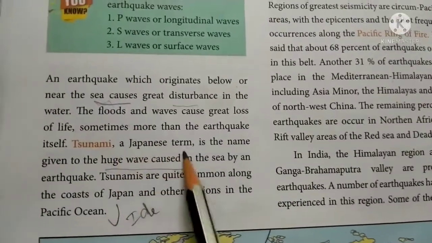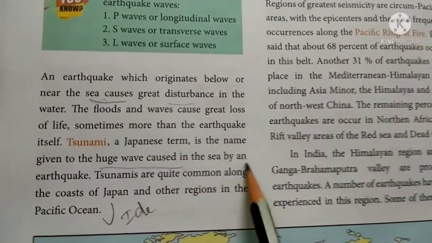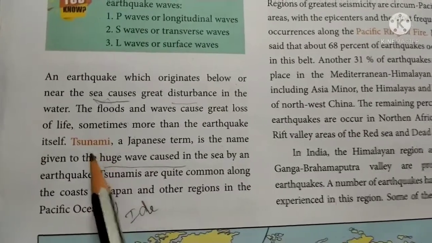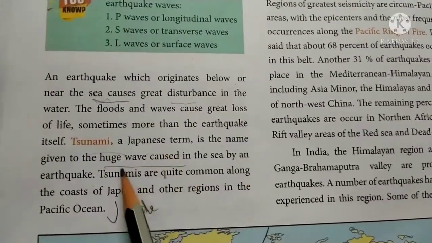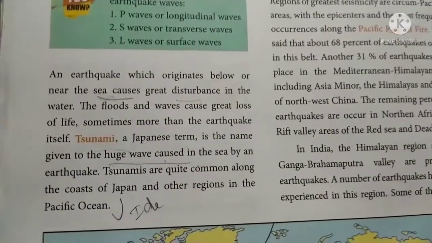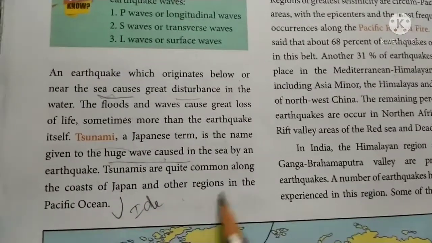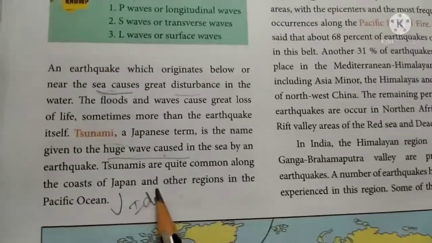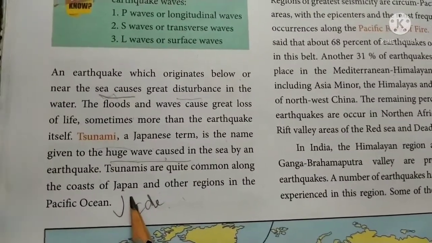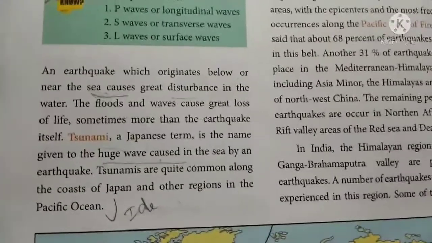And tsunami, a Japanese term, is the name given to the huge wave caused in the sea by an earthquake, okay. So after the earthquake we already know that a tsunami will happen. Tsunami is a Japanese term which means huge waves occurring in the sea. And tsunamis are quite common along the coast of Japan and other regions in the Pacific Ocean, okay.